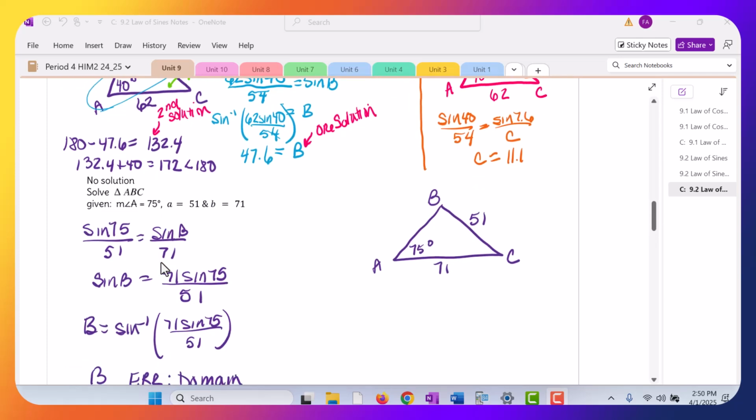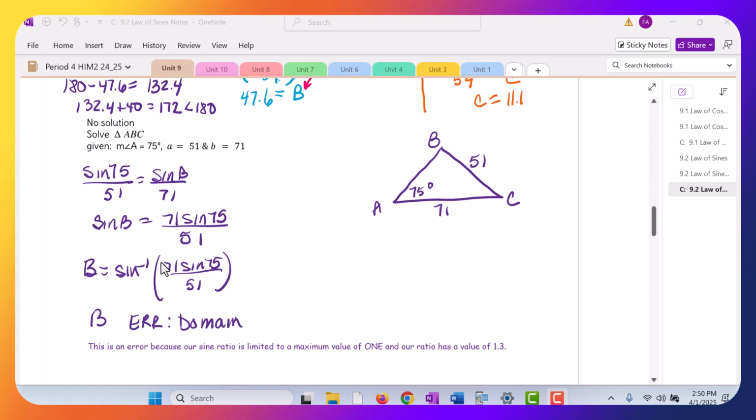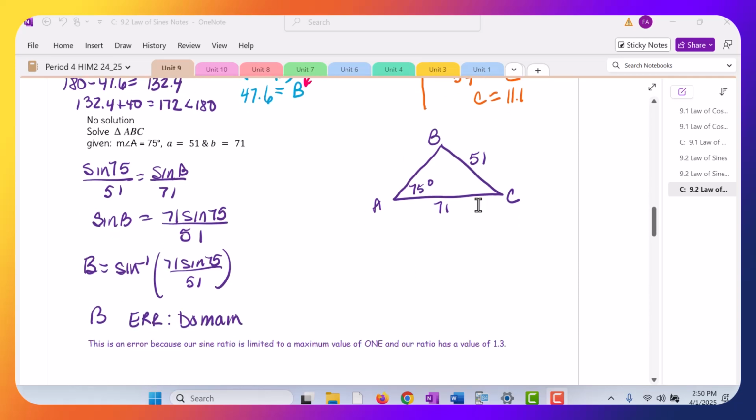Now, the last one we're looking at is a no solution. We label the triangle, and we find our match, and we set up our ratio. We solve. When we put it into the calculator, it gives us an error. It might say domain error. And it's an error because, like what we talked about in class, the sine ratio is limited to a maximum value of 1, which means we're never going to have an angle that produces a sine ratio greater than 1. And this ratio is greater than 1. It's 1.3.